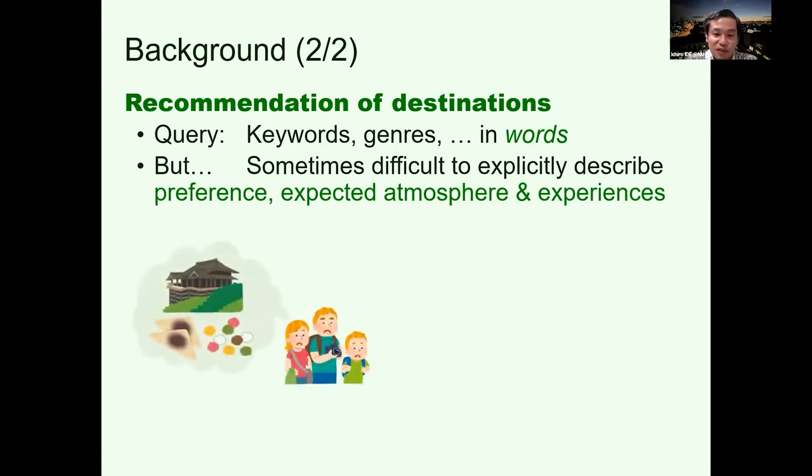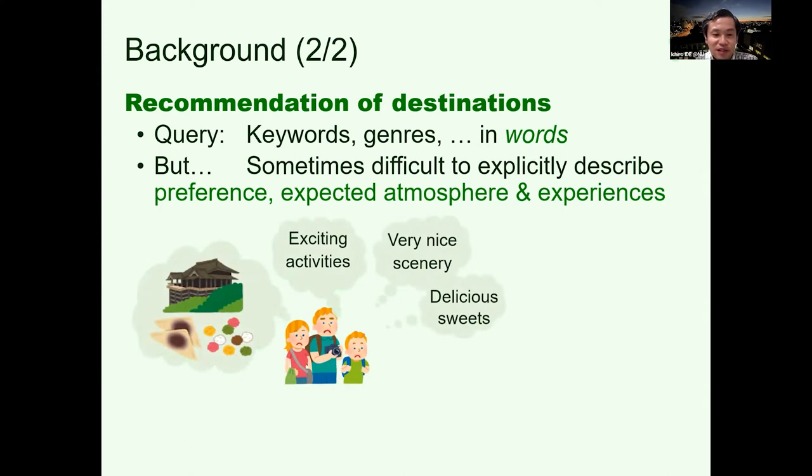So, this family wants to visit. They have some kind of idea in mind. So it's like there's a temple, very nice, tasty sweets and stuff like that. But then how can we express this atmosphere? Okay, we can write exciting activities, very nice scenery, delicious sweets, but that's not really what we can find in the web or in some sightseeing information.